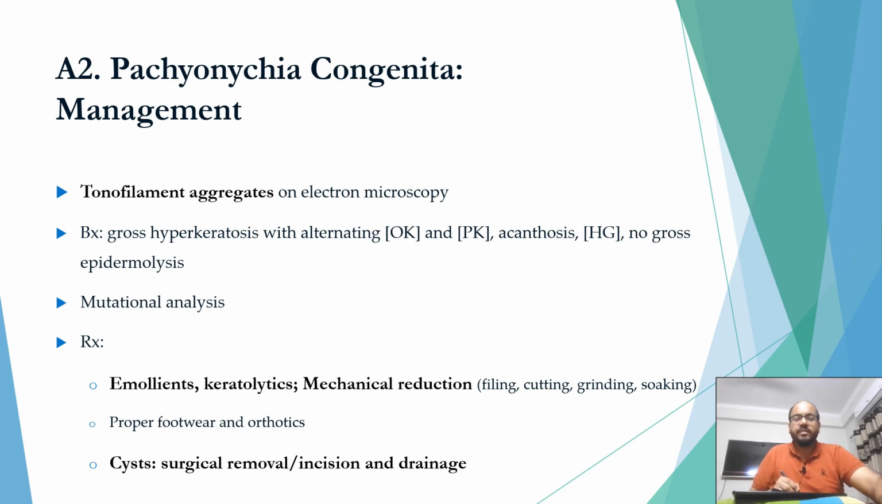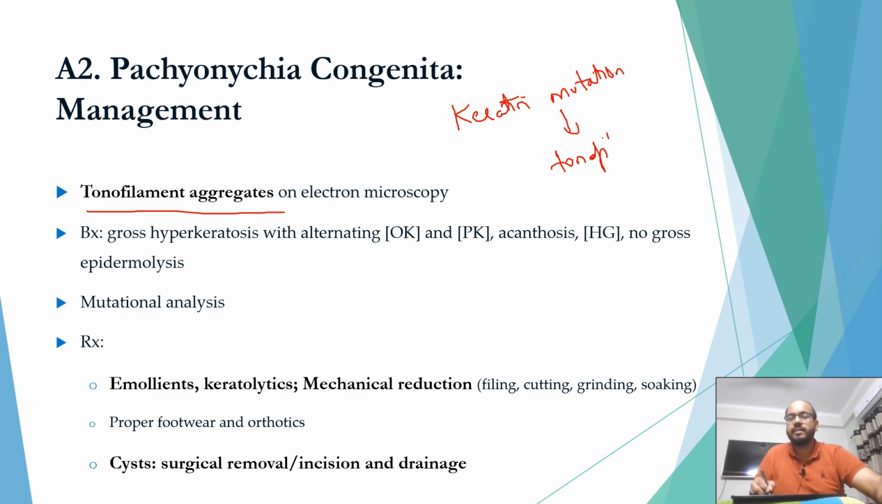Now, on biopsy, we see tonofilament aggregates. Why? Because the mutation lies in keratin. So always remember, whenever there is a keratin mutation, you will see these tonofilaments. This is in fact true for epidermolysis bullosa also, or wherever the keratins are mutated. In different types of ichthyosis, you will see tonofilaments only when the keratin gene is mutated. So keratinopathic ichthyosis will show tonofilaments on electron microscopy biopsies.